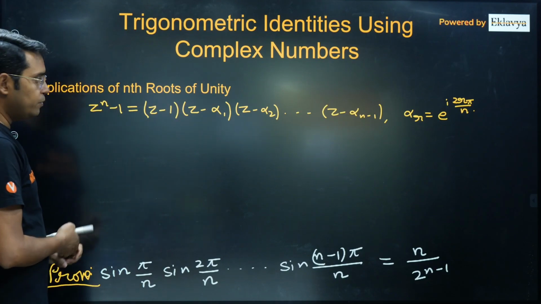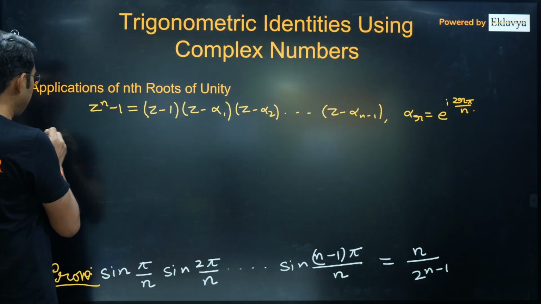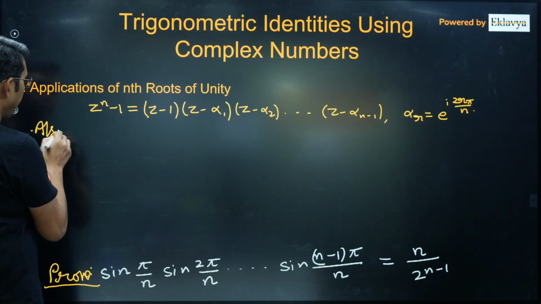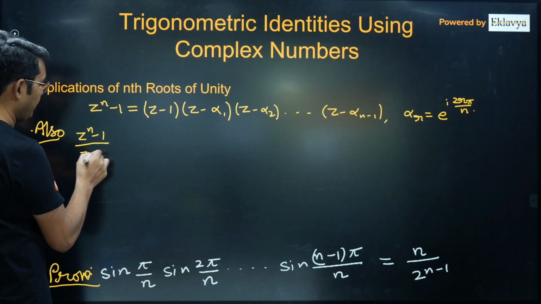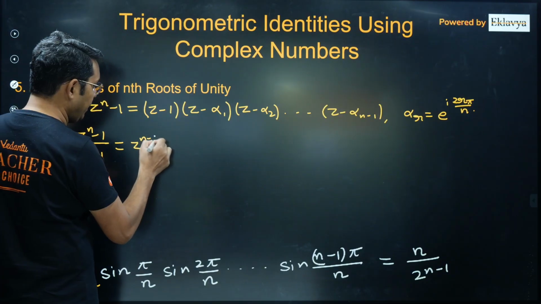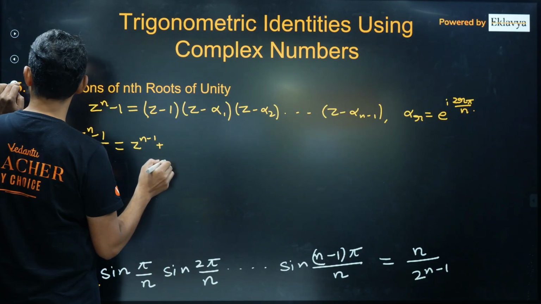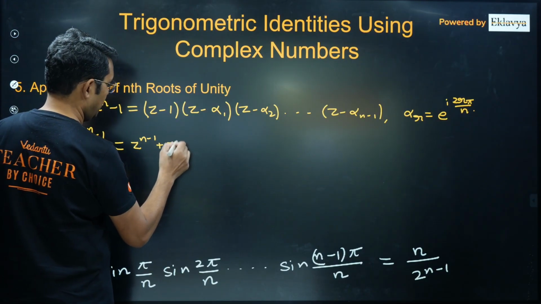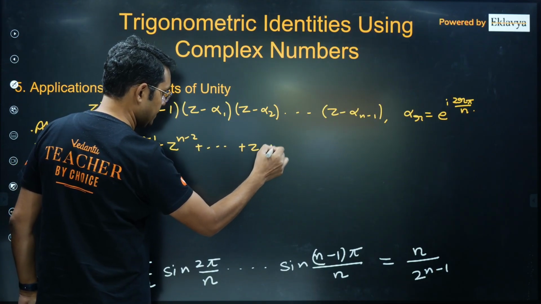Now what we have to do, if I do some substitution before that, please understand, we can also write this same expression as z power n minus 1 upon z minus 1. And if you divide it, it will give you z power n minus 1 plus z power n minus 2, and so on, plus z plus 1.